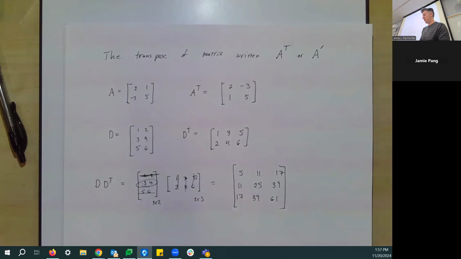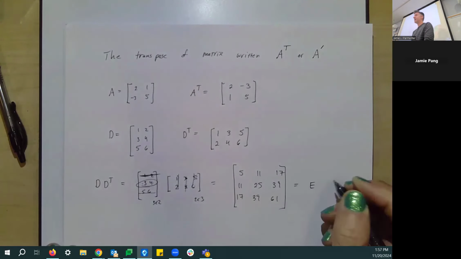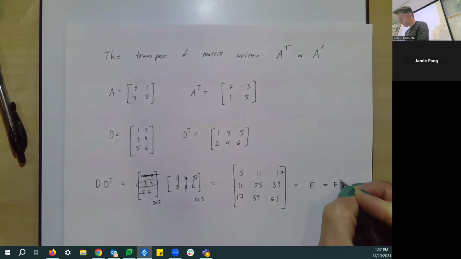Interestingly enough, when you multiply a matrix by its transpose, you get what's called a symmetric matrix, meaning that this matrix here, let's call it E, is its own transpose. If you took the transpose of this matrix, all the rows are already equal to the corresponding columns. The first row is the first column, the second row is the second column, the third row is the third column. It's not super important, but it seemed like a good place to say it. This is equal to its own transpose.